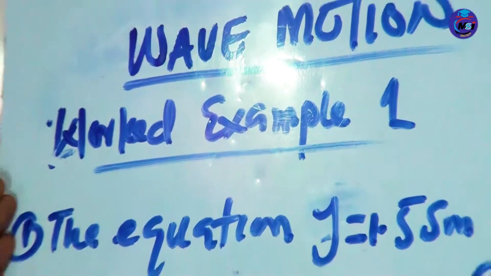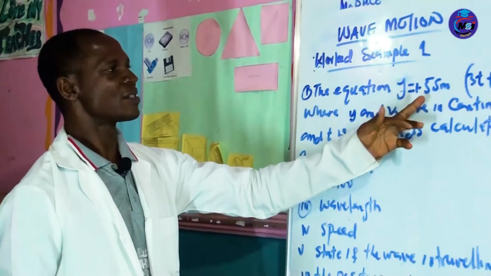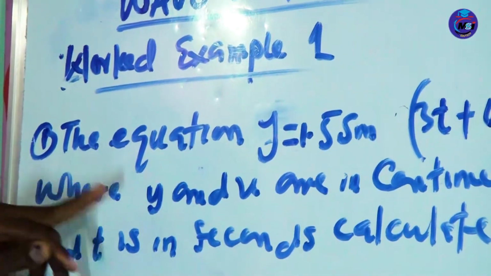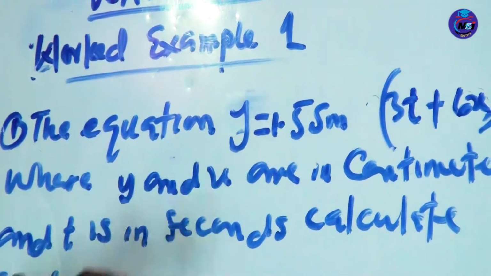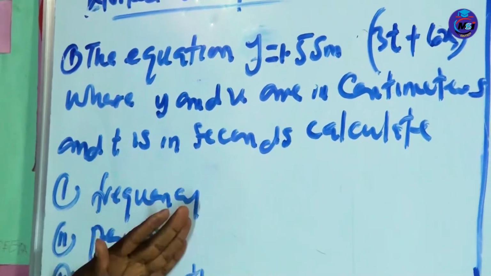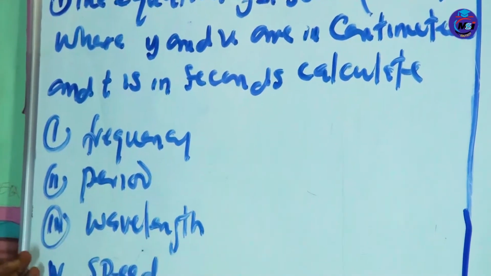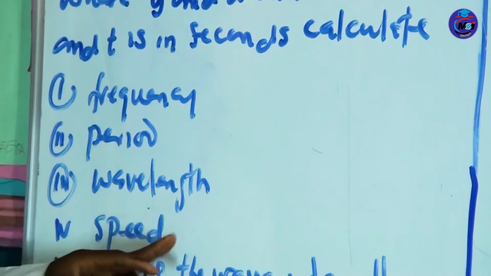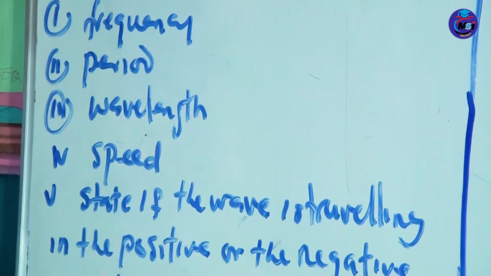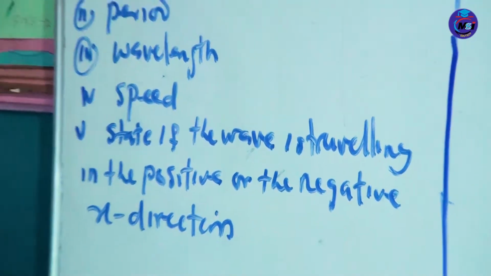All right, the equation y equal to 1.5 sine of 3t plus 6x, where y and x are in centimeters and t is in seconds. Calculate: 1, the frequency; 2, the period; 3, the wavelength; 4, the speed; 5, state if the wave is traveling in the positive or the negative x direction.